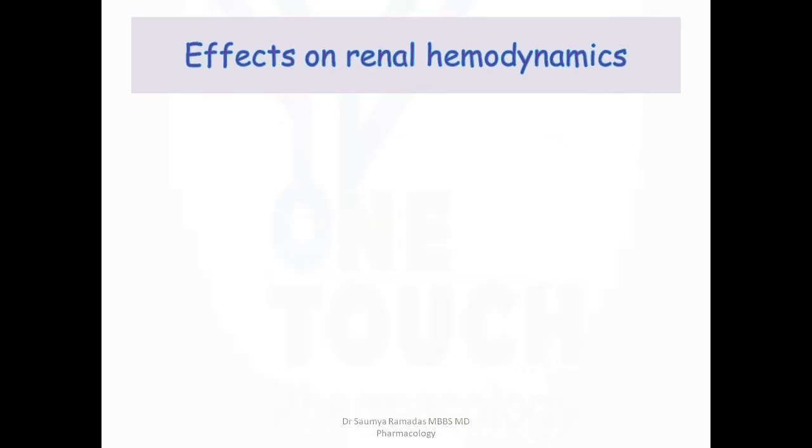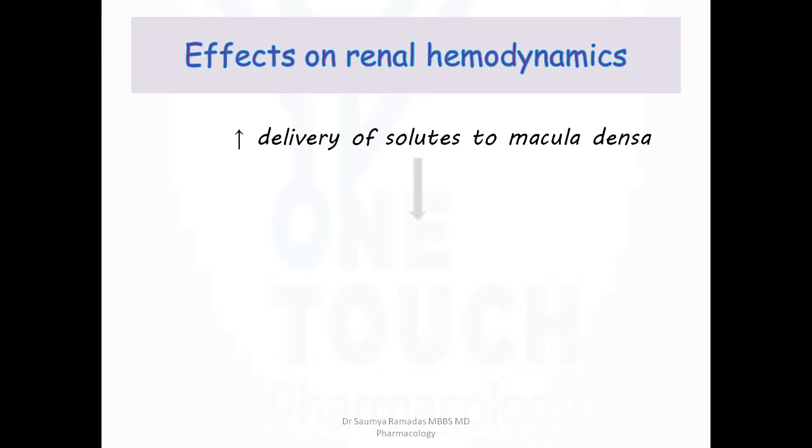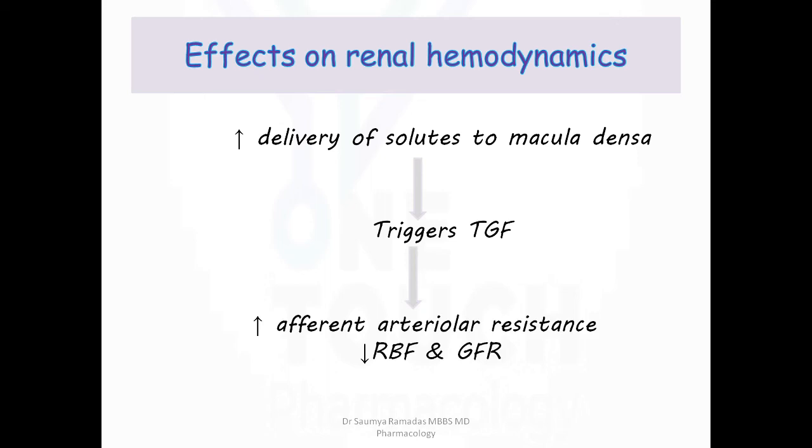The effects of acetazolamide on renal hemodynamics. Since acetazolamide acts by inhibiting sodium and chloride reabsorption in the proximal convoluted tubule, there is increased delivery of solutes to the macula densa. This would trigger the tubuloglomerular feedback, resulting in efferent arteriolar constriction, and this would decrease renal blood flow and decrease the glomerular filtration rate. Thus, acetazolamide or carbonic anhydrase inhibitors decrease the renal blood flow and decrease glomerular filtration rate.